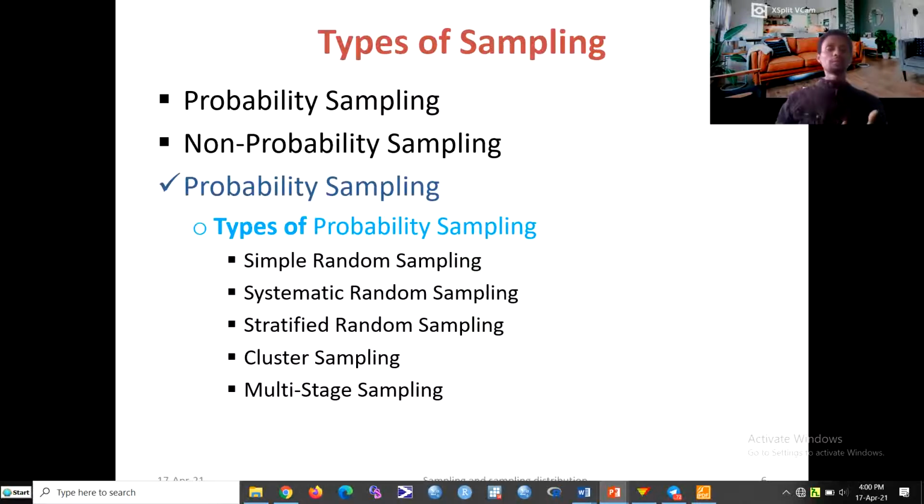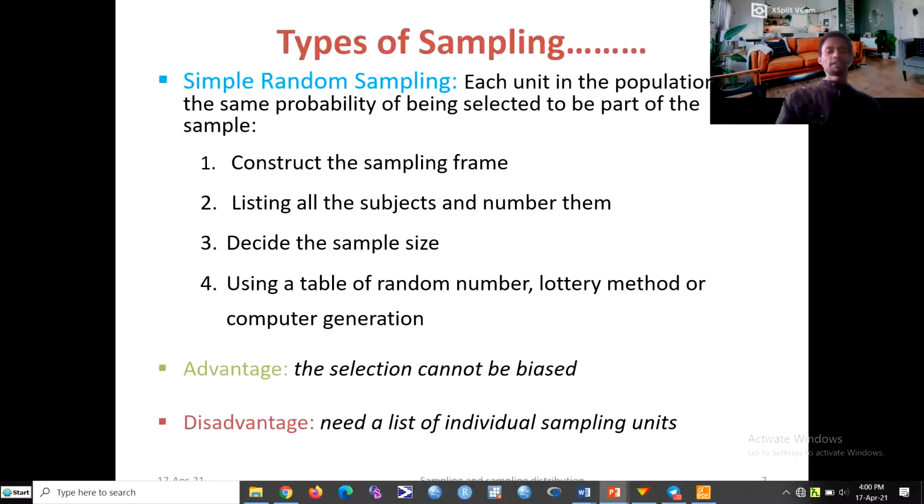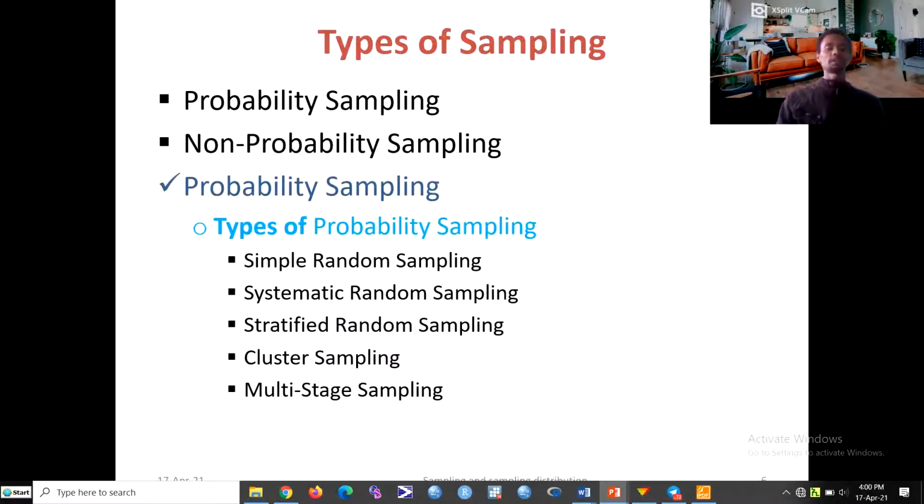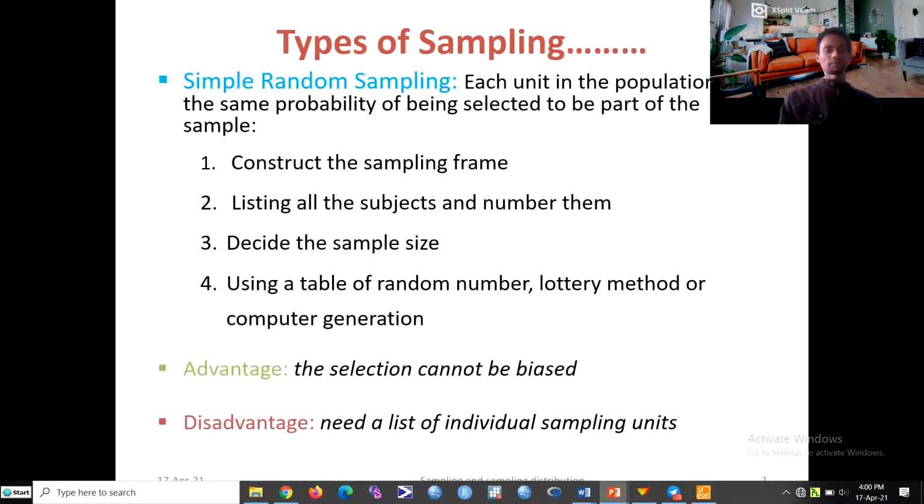Among the probability sampling techniques, simple random sampling, systematic random sampling, stratified random sampling, cluster sampling, and multi-stage sampling are the common ones. Let us see each one by one. The first type of probability sampling is simple random sampling. In simple random sampling, every unit in the population has an equal probability of being included in the sample.